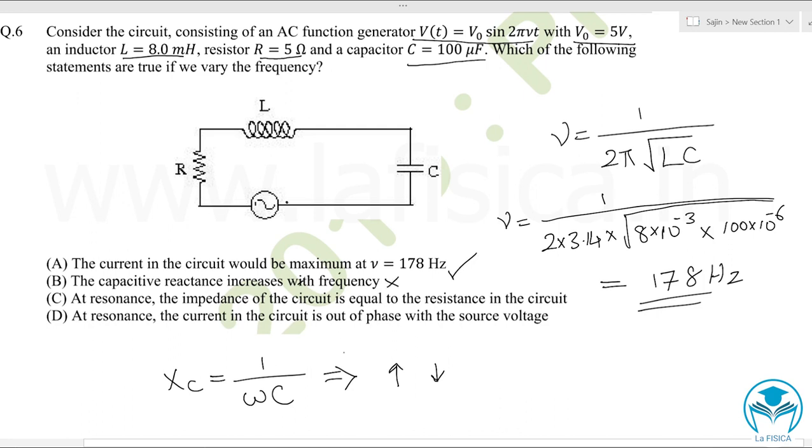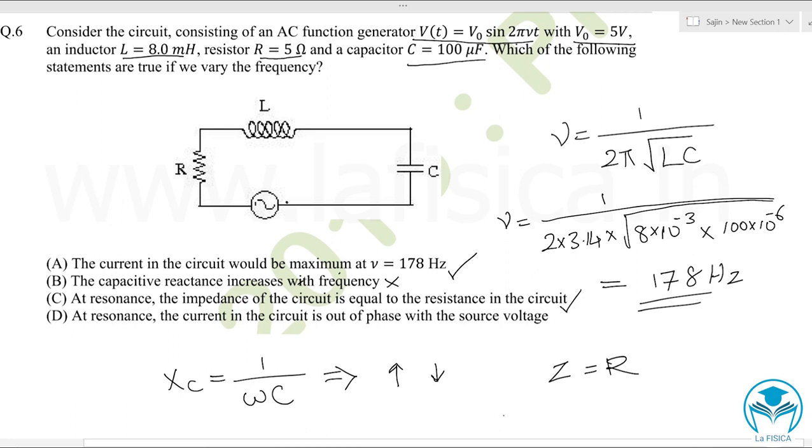Let us see the third statement. At resonance, the impedance of the circuit is equal to the resistance in the circuit. We have already seen that at resonance XL is equal to XC. XL minus XC will be 0. That is, Z will be resistance R. That is, the third statement is correct.